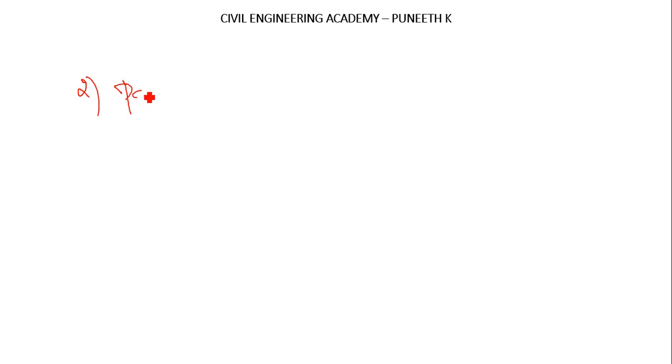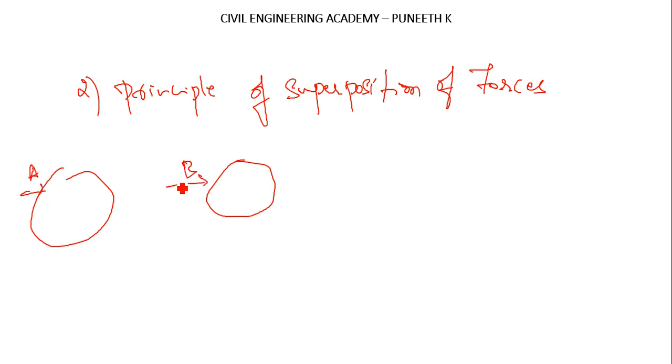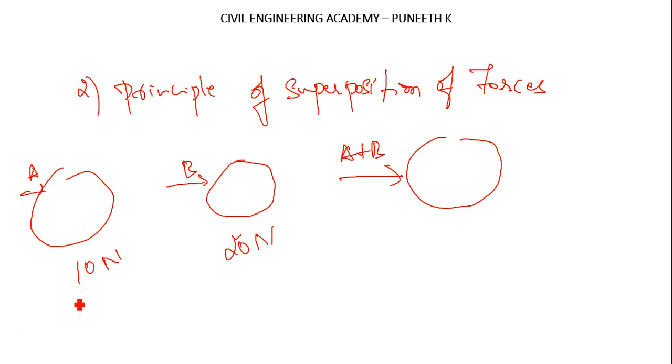The second one, principle of superposition of forces. Now let us write down the diagram here. The force A, force B, and finally we are having a combined force A plus B. Let us assume force A is of magnitude 10 Newton, force B is of magnitude 10 Newton.